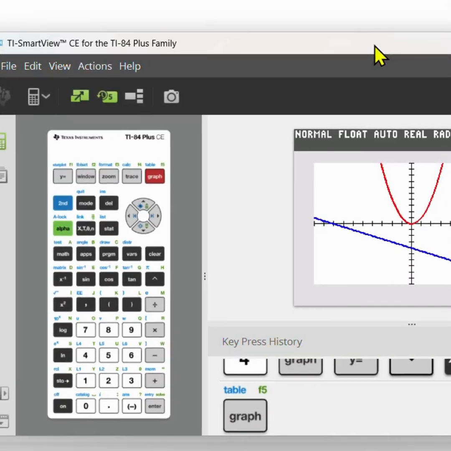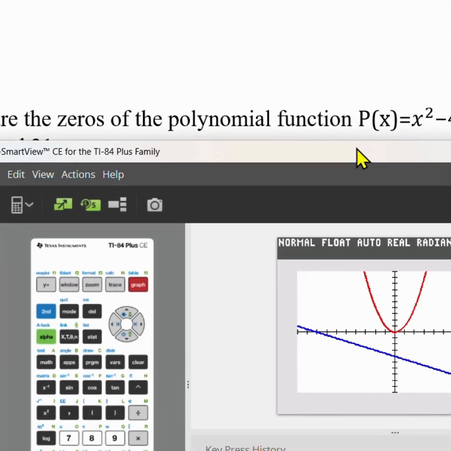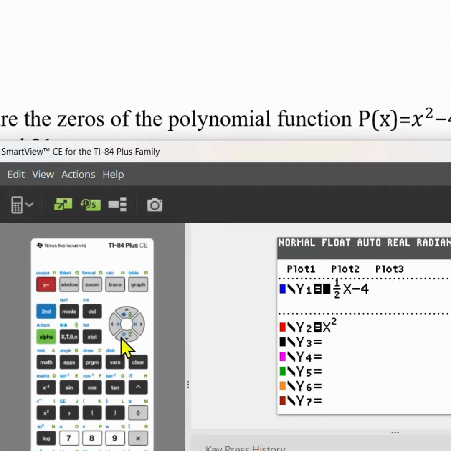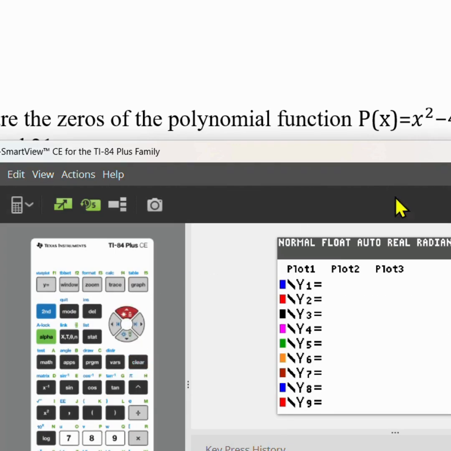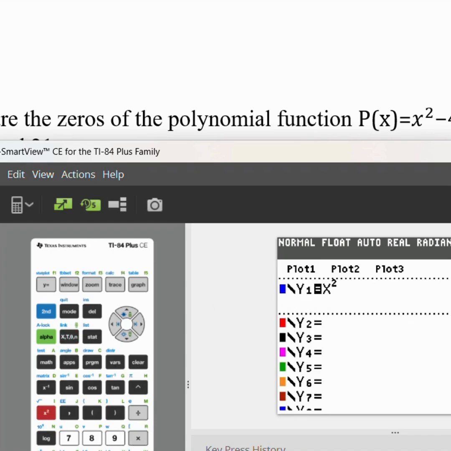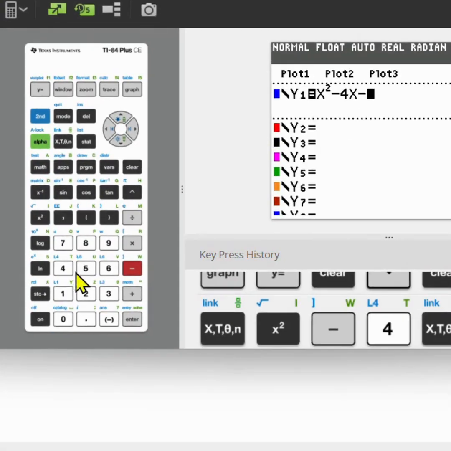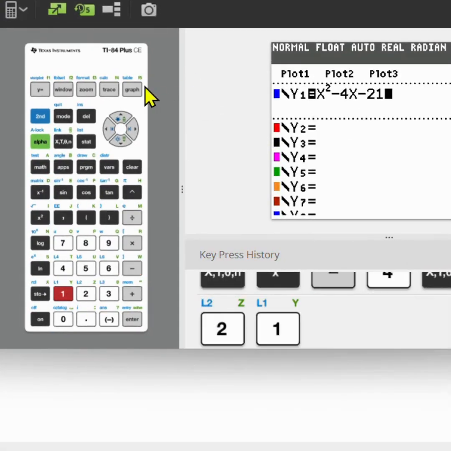Okay, so without having to do any math, we're going to graph this function first. Go back to the y equals field, clear out your equations, and graph this function exactly as it appears: x squared minus 4x minus, let's get this up a little bit, 21. Okay, so now we're going to hit graph.